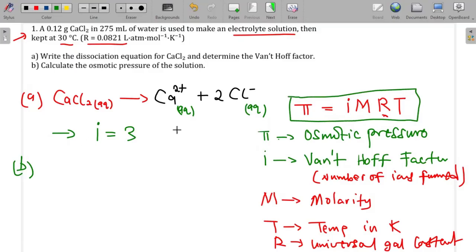Okay, so the Van't Hoff factor we already have, it's 3. What about the molarity? What about the R? Okay, the R is given, but what about the temperature? So it means I have to find the molarity, and I have to find the temperature in kelvins, right?